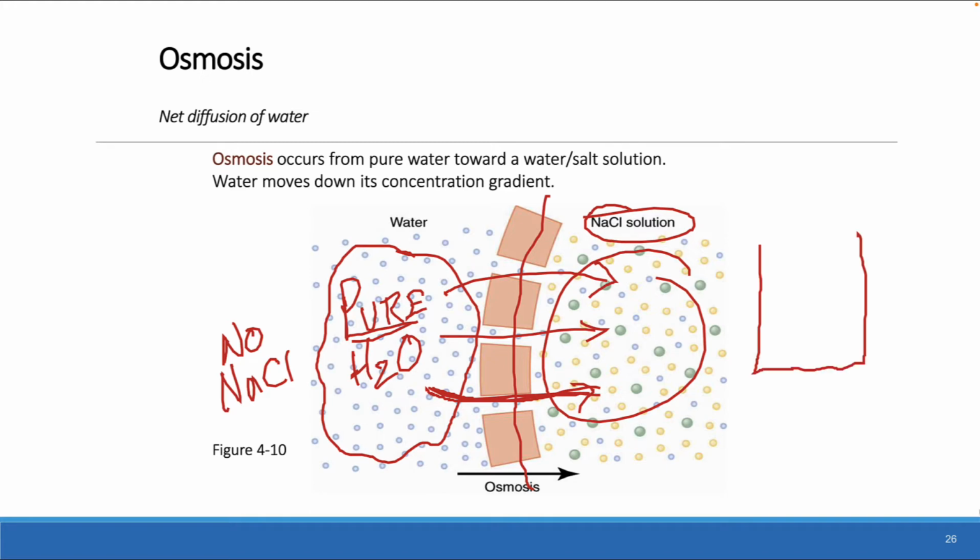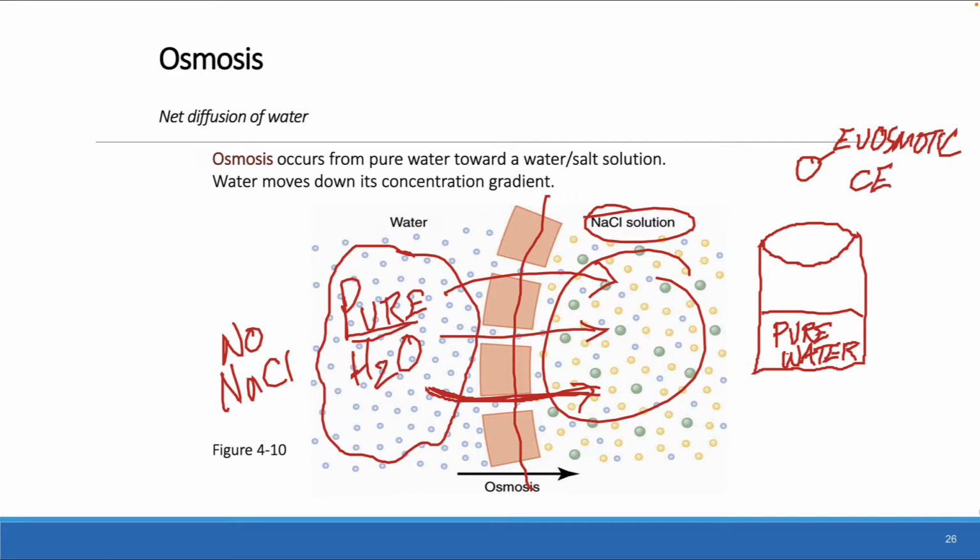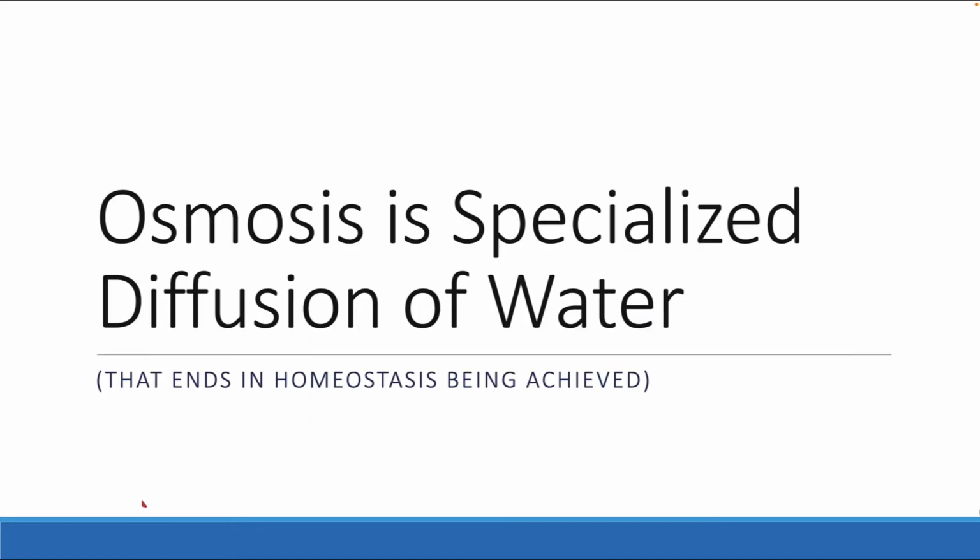So if we have a container that holds water, and this water is pure water, no electrolytes, okay? This pure water into which we put a osmotic cell. So a cell that has the correct concentration of sodium and all those other things.